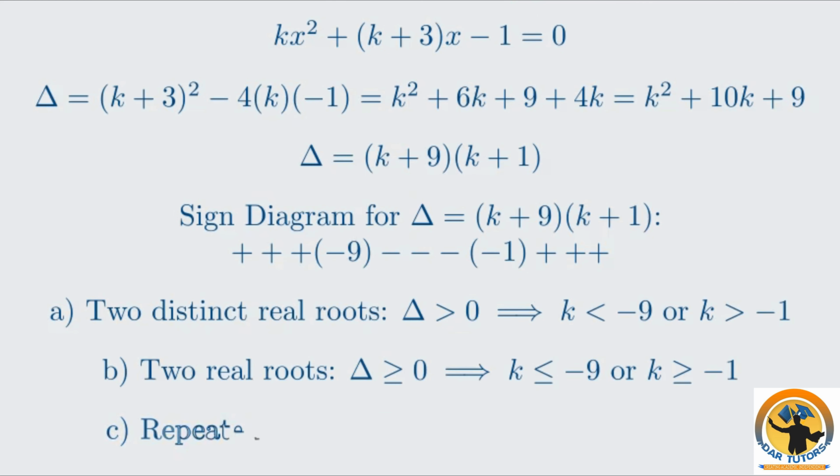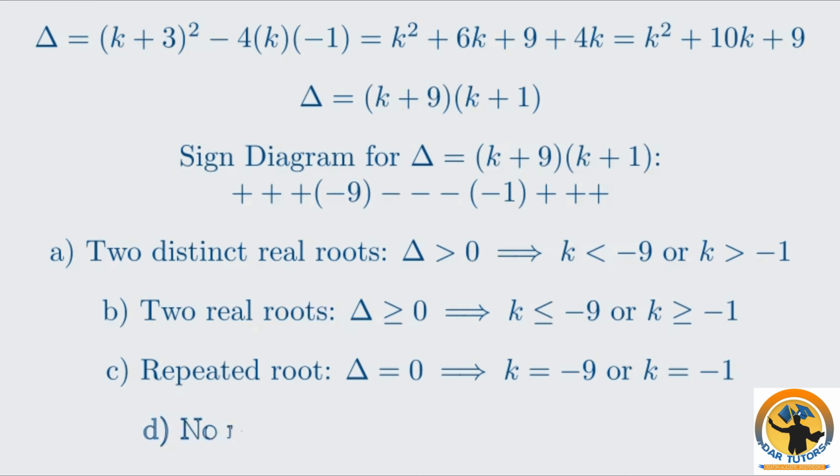C. For a repeated root, delta must be 0. So k equals negative 9, or k equals negative 1. D. For no real roots, delta must be negative. So k is between negative 9 and negative 1.